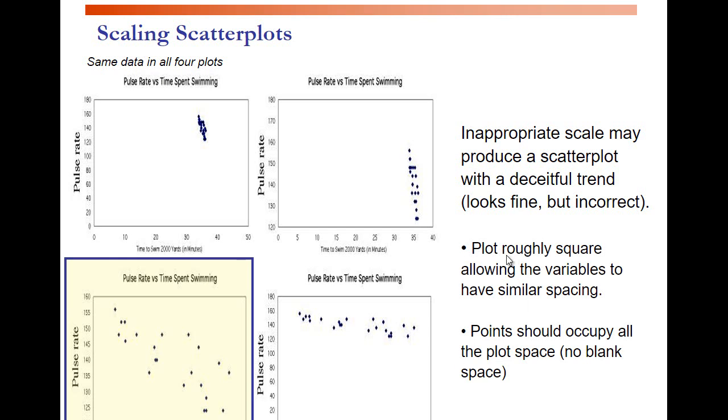Well, plot roughly square, allowing the variables to have similar spacing. So use about the same scale for both of them. Points should occupy all the plot space, no blank space. So this third picture here is the best scatter plot.